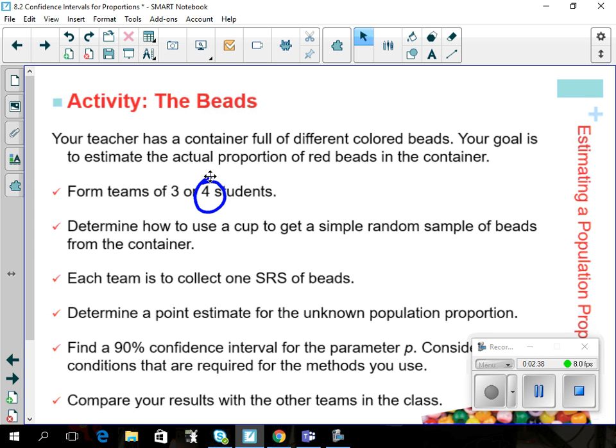You're going to count the red beads versus the non-red beads. Does that make sense? And you're going to find a sample proportion. Why would this be a sample? Because it's not the whole thing, right? I'm just doing a scoop. Do you agree? Okay. So we're going to do a sample of red beads.